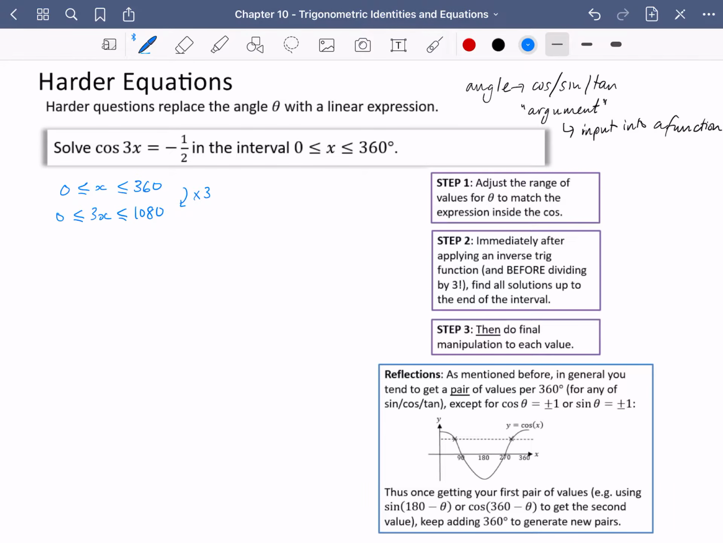Now you'll see why we need to do that, and I'm going to explain afterwards why we need to change the range. So step 2 says: immediately after applying the inverse trig function and before dividing by 3, find all solutions up to the end of the interval. There are a few things in there I'll explain in a second, but what we're going to do now is take cos 3x equals minus a half and start doing some calculations with it. We're going to try to find what 3x is equal to. So 3x is going to be equal to the inverse cos, arccos, of minus a half.